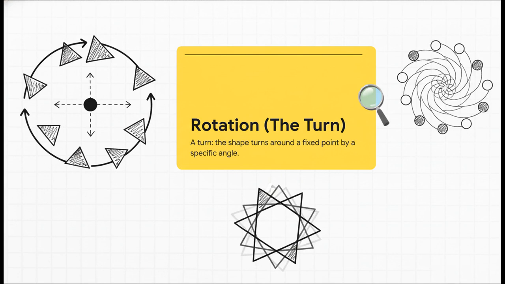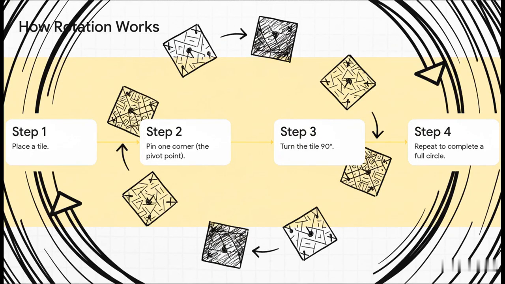The trick is you gotta pick a single point, the pivot, and spin the shape around it by a certain number of degrees. The pivot point stays put while everything else moves. Just imagine putting a pin in one corner of a tile. Now turn it 90 degrees. Bam! New position. Do it again and again. After 4 of those turns, you've gone a full 360 degrees and you're right back where you started. You can see how that creates that cool pinwheel effect, right?